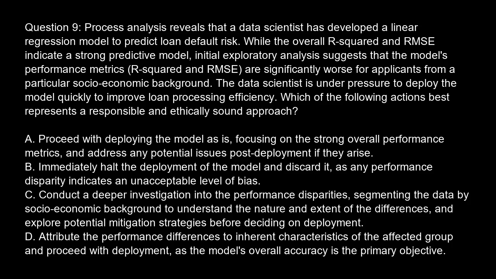Option A. Proceed with deploying the model as is, focusing on the strong overall performance metrics, and address any potential issues post-deployment if they arise. Option B. Immediately halt the deployment of the model and discard it, as any performance disparity indicates an unacceptable level of bias. Option C. Conduct a deeper investigation into the performance disparities, segmenting the data by socioeconomic background to understand the nature and extent of the differences, and explore potential mitigation strategies before deciding on deployment. Option D. Attribute the performance differences to inherent characteristics of the affected group and proceed with deployment, as the model's overall accuracy is the primary objective.